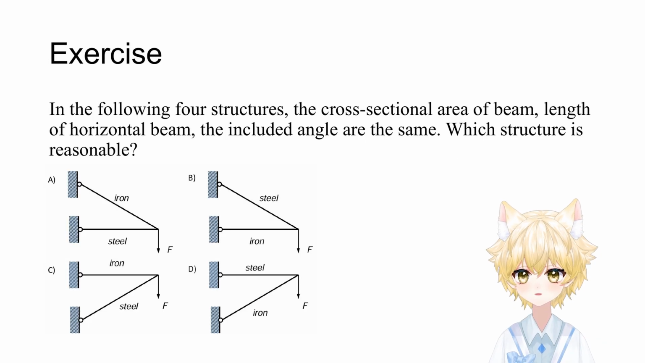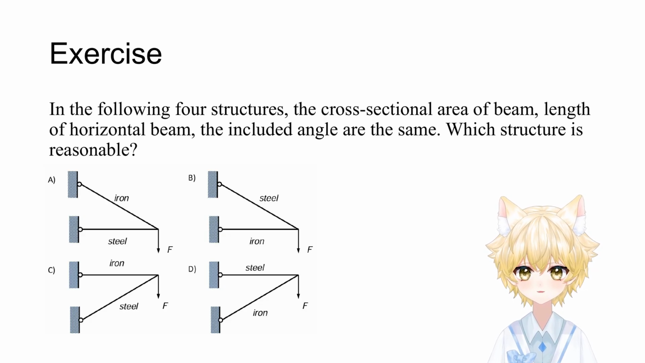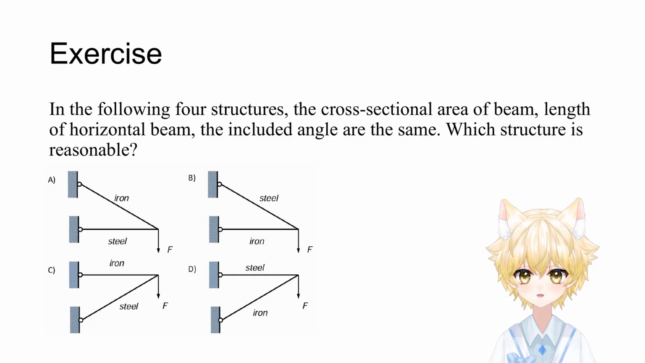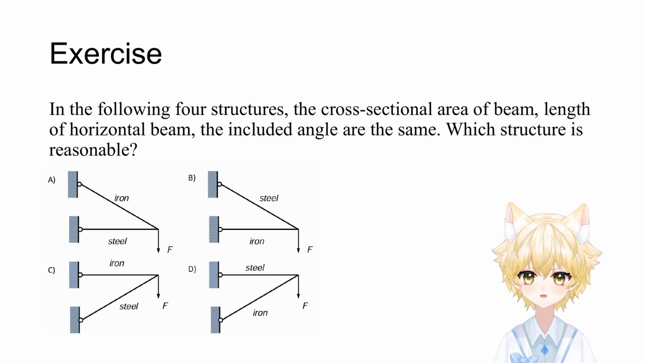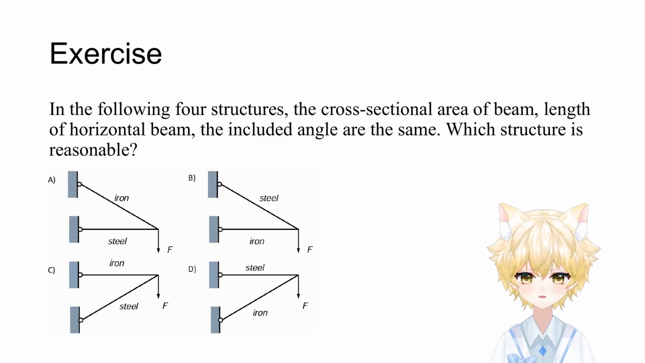Now, let's apply all of this knowledge to a simple structural design problem. In this exercise, we are given 4 structures. The cross-sectional area, the beam length, and the geometry are the same, with the only difference being which members are made of iron and which are made of steel. From the material behavior, we know 2 important facts. Iron is brittle and is best used in compression. Steel is ductile and performs well in both tension and compression.